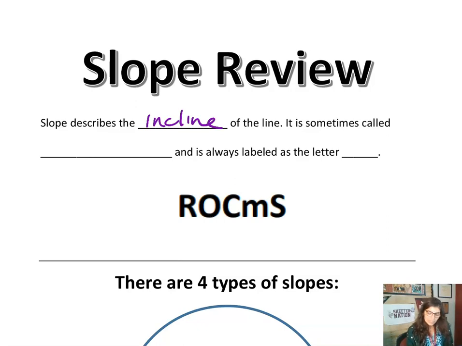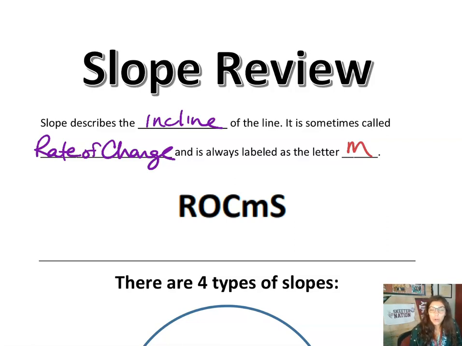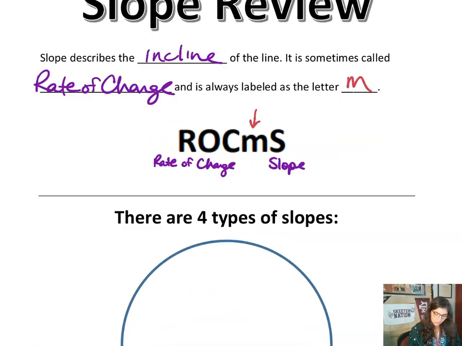That's the slope. Sometimes the slope is called the rate of change, but always it is the letter M. There's a graphic on here called ROCM's, or rate of change, which is your M variable, stands for slope. ROC stands for rate of change because it's how quickly the graph is changing or how it's tilted. It is the letter M, and again, this is your slope, to help you remember that it's the M. Now there are 4 types of slopes that we can look at.